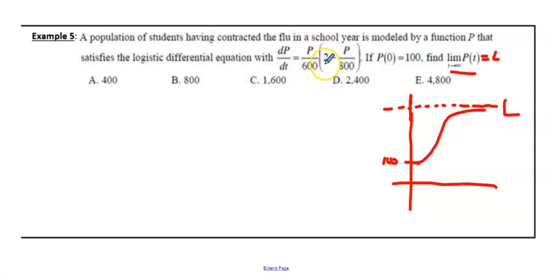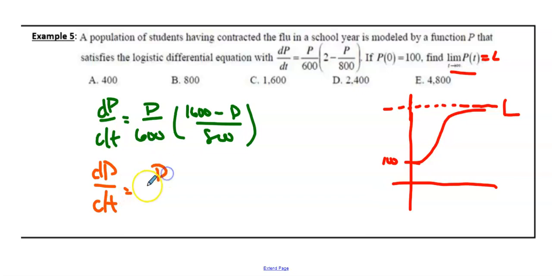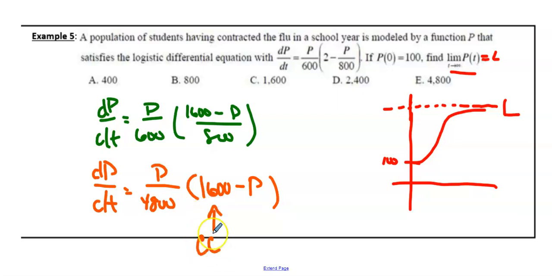Since I see that this is not 1, I need to manipulate our differential equation. So dP/dt is equal to, I'm going to leave the P over 600 alone because that doesn't really matter. I'm going to get one fraction here, so I'm going to do 2 times 800, which is 1600, minus P, all over 800. Now, just like what I talked about at the beginning of this video, I'm going to pull out the 1 over 800, and I'm going to get P over 4800 out here, and I'm going to be left with 1600 minus P. This is the form I just showed you. So this right here is our carrying capacity.